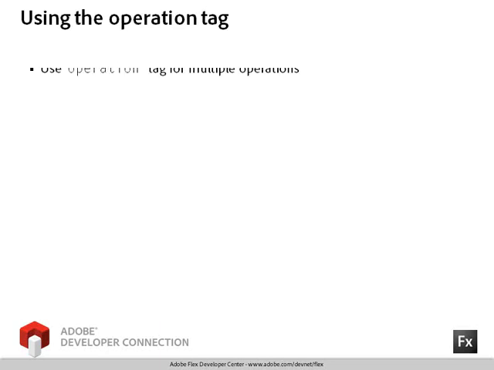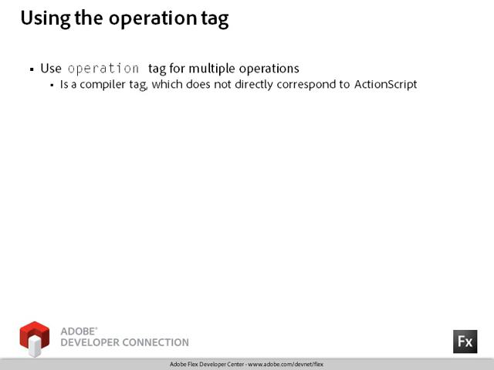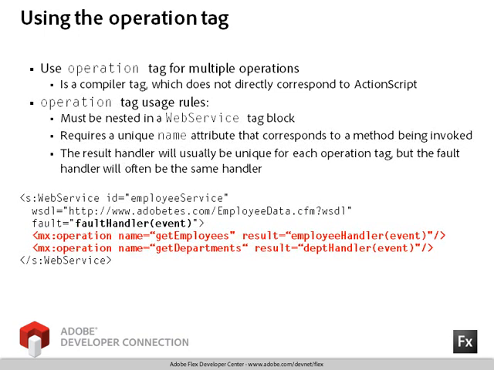You use the operation tag to define multiple operations for your web service. The operation tag is a compiler tag which does not directly correspond to ActionScript objects or properties. Other examples of compiler tags include style and declarations. The operation tag must be nested inside of a web service tag block. It requires a unique name property which corresponds to the method being invoked on the server. You can define different result and fault handlers on each operation tag, but usually the result handlers will be different and the fault handler will use the parent definition.